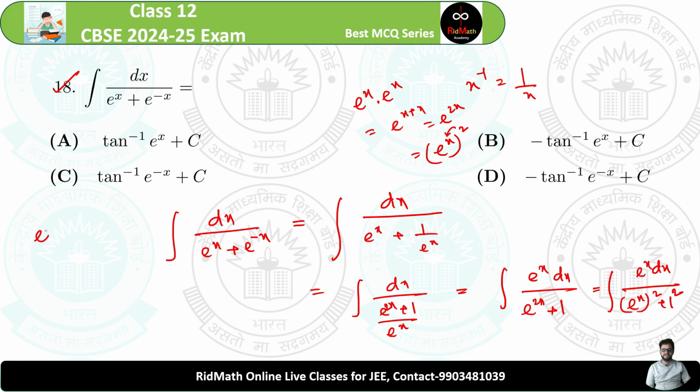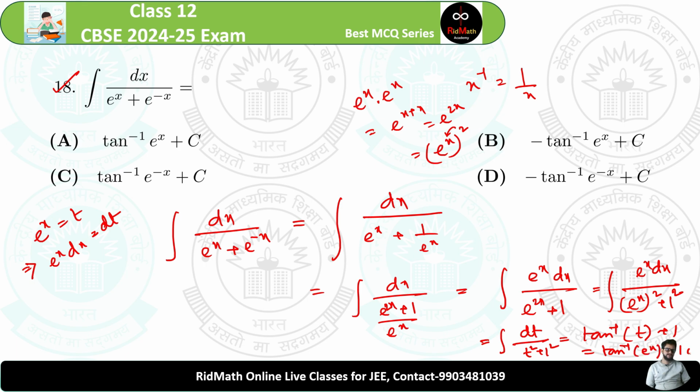Now see that if we take e to the power x as t, then e to the power x dx will be dt. Now this integral will transform into dt by t square plus 1 square, that means tan inverse t plus c, and tan inverse t is equal to tan inverse e to the power x plus c. Oh sorry, I was making a mistake, this is plus c. So what is the answer? The answer is tan inverse e to the power x plus c, that means A option is correct.